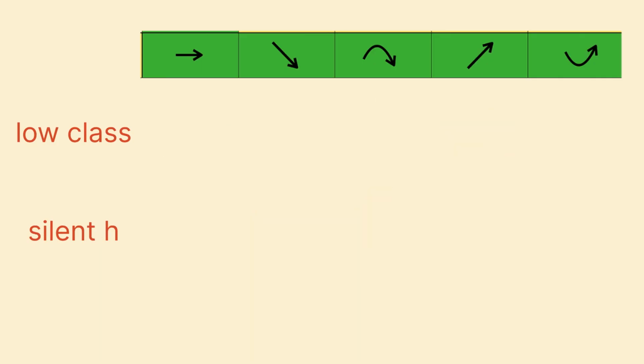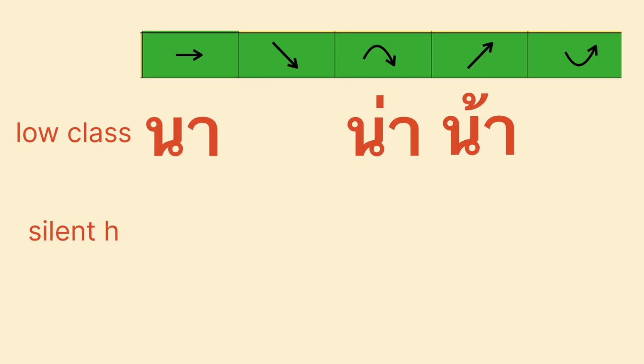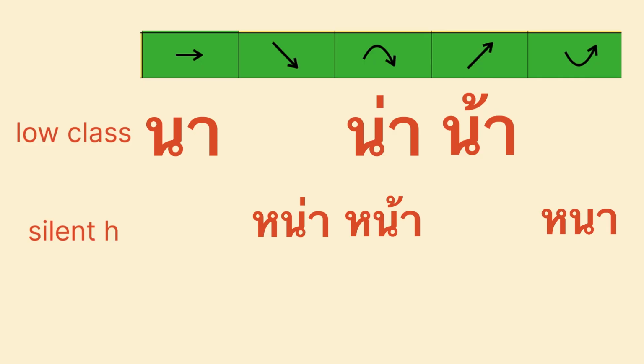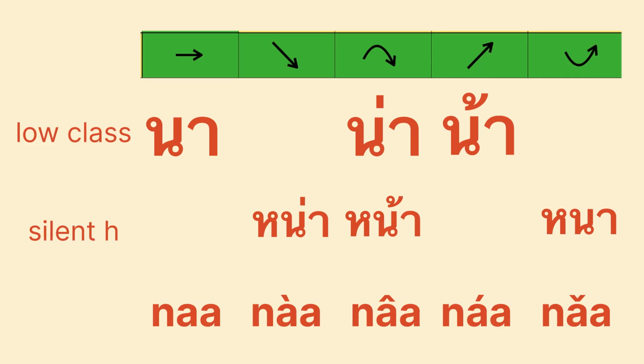With the unpaired ones, you have to use ho hip to do that. For example, let's do nonu alone in the low class. You get na, na, na. And then if you add ho hip to it, that's going to follow the high class tone rules, so it's going to be na, na, na. You put them together, you get na, na, na, na, na. All 5 tones. So that's just a quick recap on the silent H.